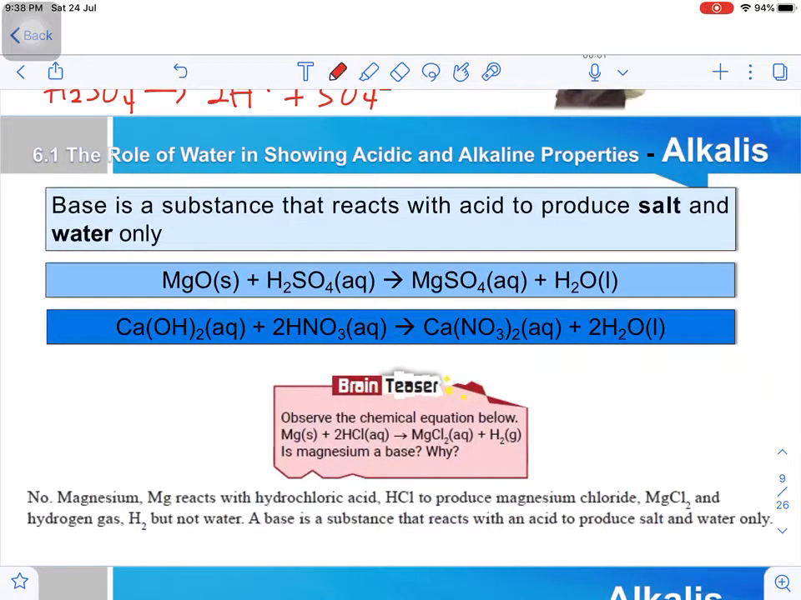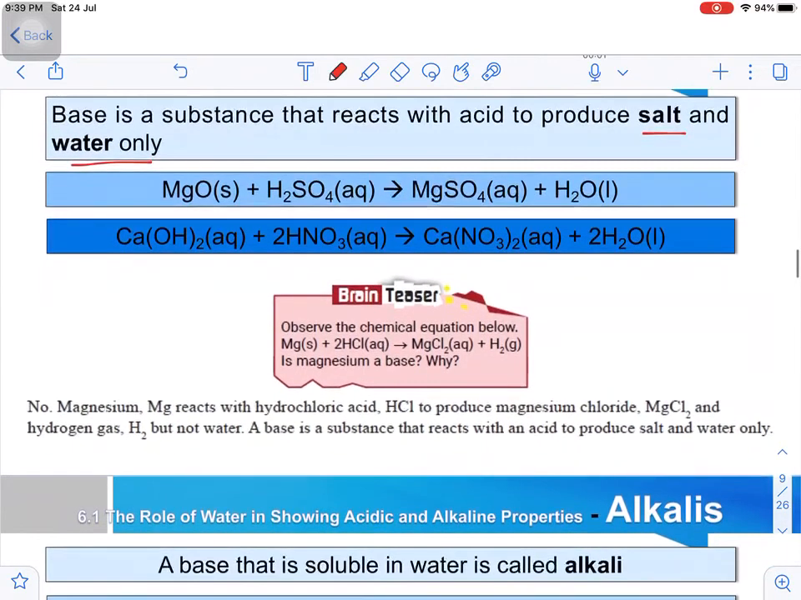Okay, so in this chapter, we are studying acid, base, and salt. So what is a base? A base is a substance that reacts with an acid to produce salt and water only. So a base normally is a metal oxide or a metal hydroxide that can react with acid to produce salt and water only.